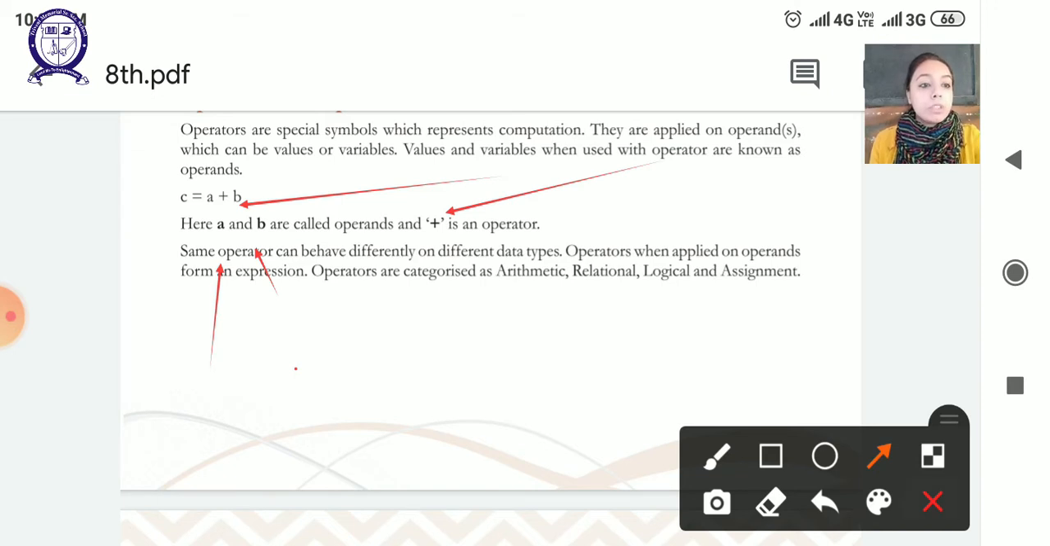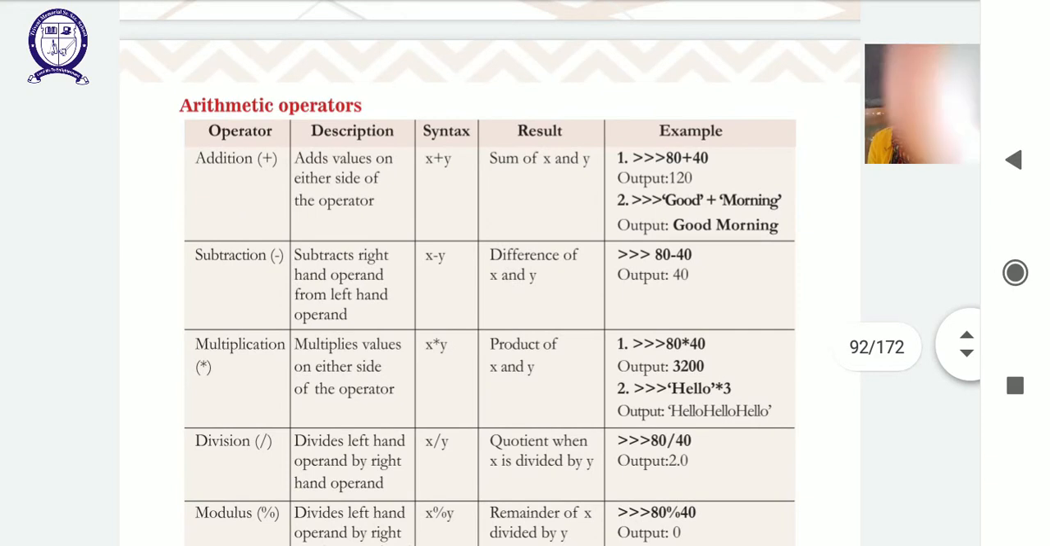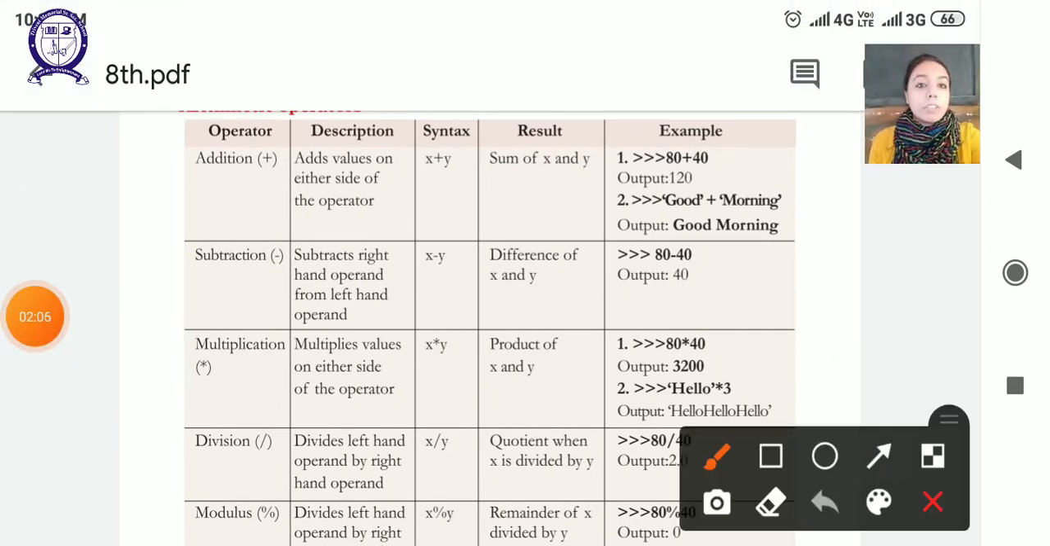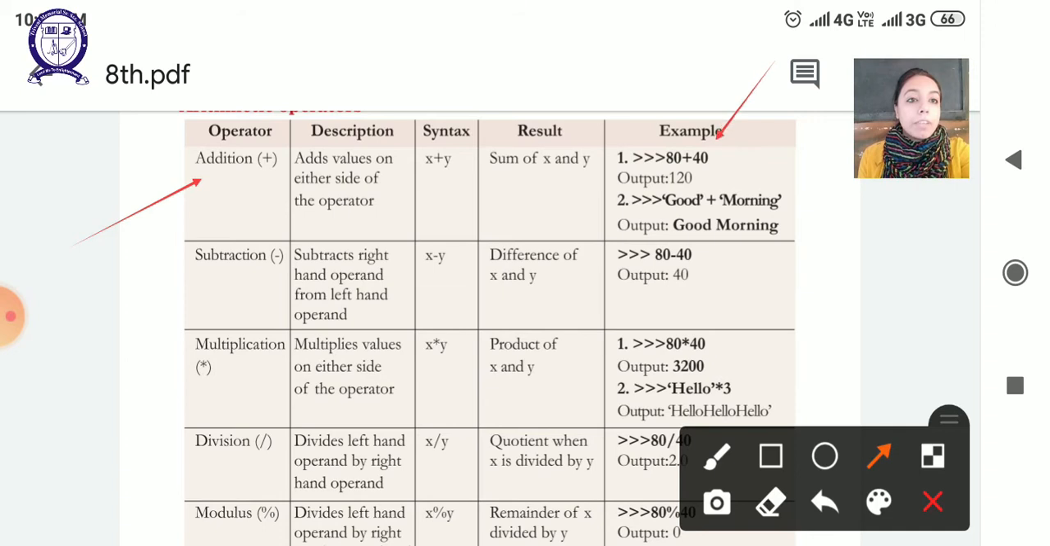Okay. So in Python we have different types of operators. Let us learn about the arithmetic operators first. The first operator is addition. Addition is used to add any two values. In case of float or integer values, it will add the values and give you the answer. Like here we have 80 plus 40, the answer is 120. And if we use it on strings like good plus morning, it will give us the answer as good morning.